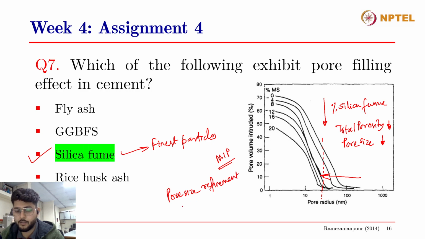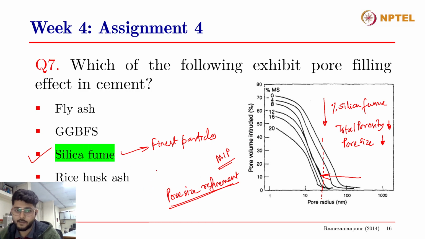So when there is no silica fume added in the system, the pores were larger in size. Now, when you add a finer material, which have particles so fine that they have a comparable size as that of the pores present in the cementitious matrix, these finer particles clog these pores and reduce the larger size of the pores into smaller size pores. So that is what is called pore size refinement or pore structure refinement.